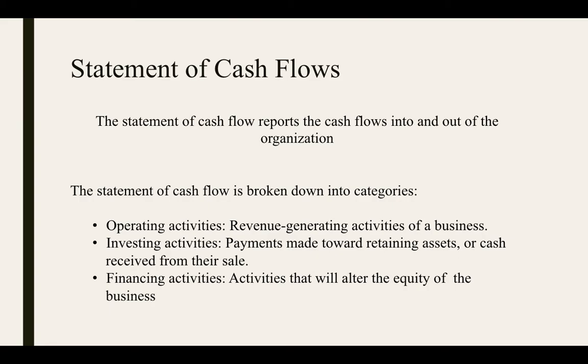Operating activities are revenue generating, and they include cash received for product sales, commissions, fines, lawsuits, supplier invoices, and payroll. Investing activities are payments made towards retaining assets or cash received from their sale, such as the purchase of fixed assets or equipment. Financing activities require reporting the equity of the business, such as the sale or repurchase of company shares or dividend payments to shareholders.